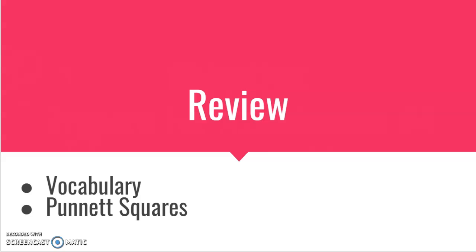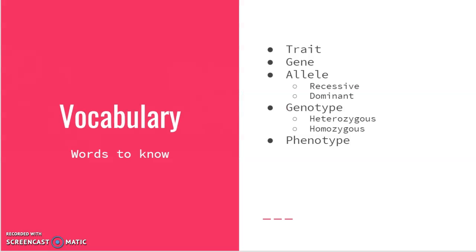We'll do an example. And the words that you should know are trait, gene, allele, dominant and recessive, genotype, heterozygous, homozygous, and phenotype. So make sure you write those down. If you need to pause the video, you can.